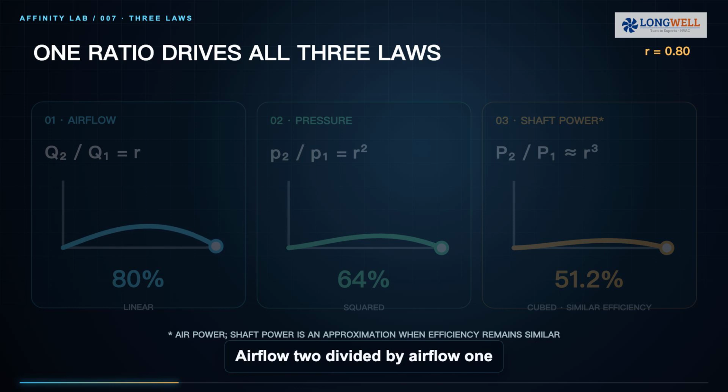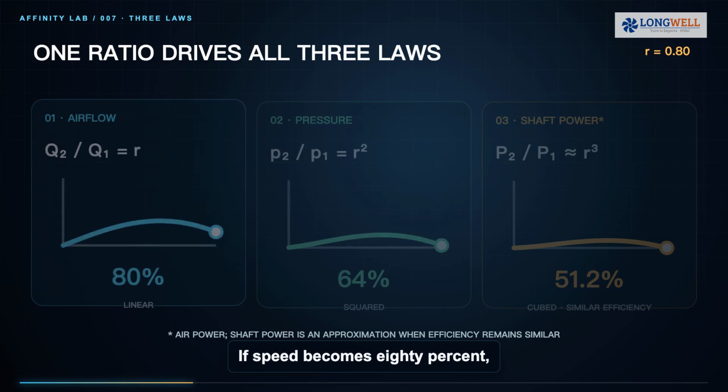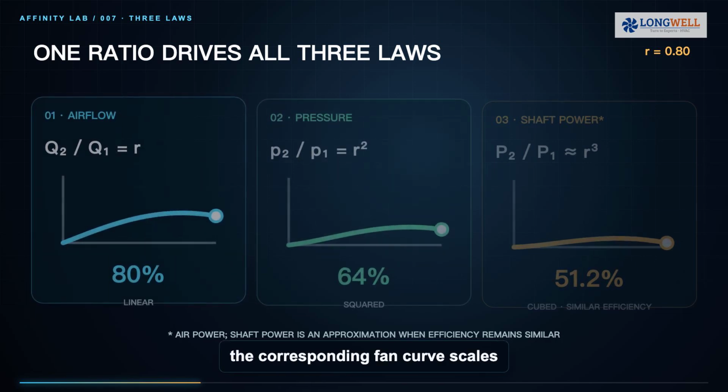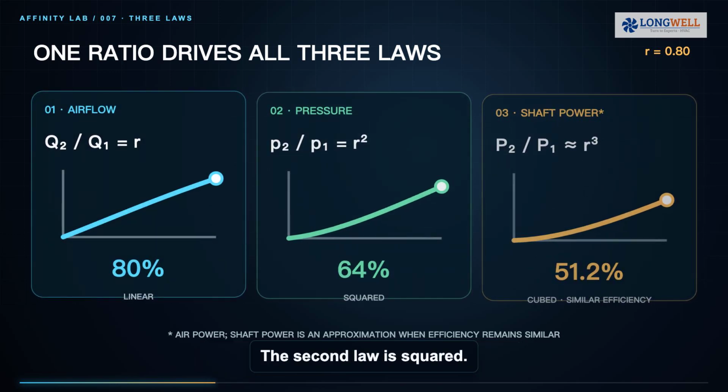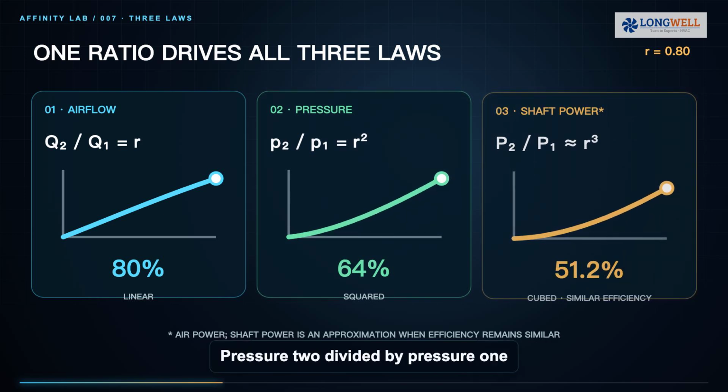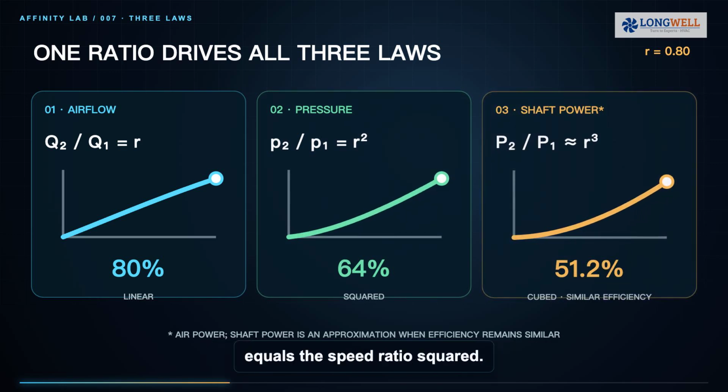Airflow 2 divided by airflow 1 equals the speed ratio. If speed becomes 80%, the corresponding fan curve scales to 80% of the original airflow. The second law is squared. Pressure 2 divided by pressure 1 equals the speed ratio squared. At 80% speed, pressure becomes 0.8 squared, or 64%.